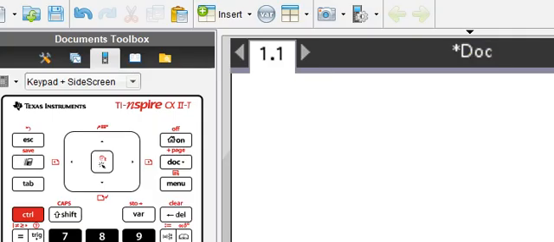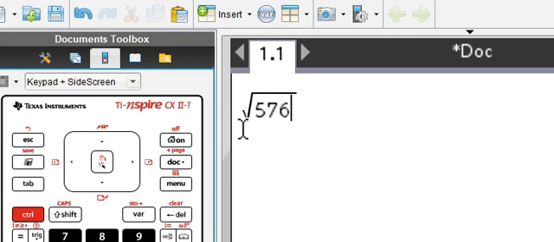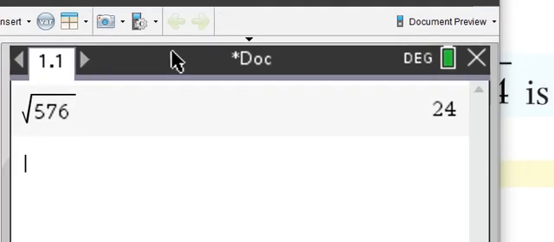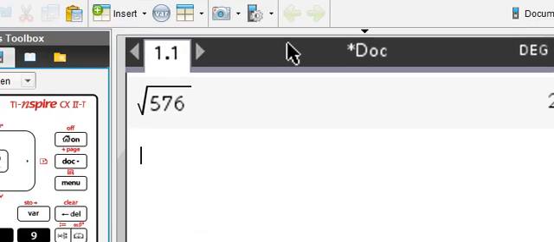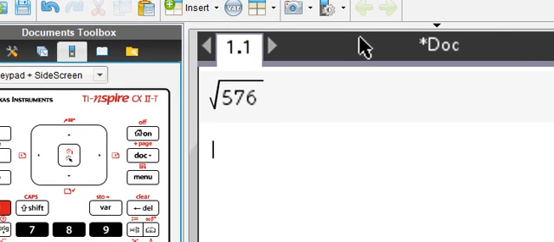So, what I want to do first is evaluate those two radicals. So, control in the squared key for the square root of 576, and we get 24. If I can take the square root, that number is rational. So I know I have one that's rational.